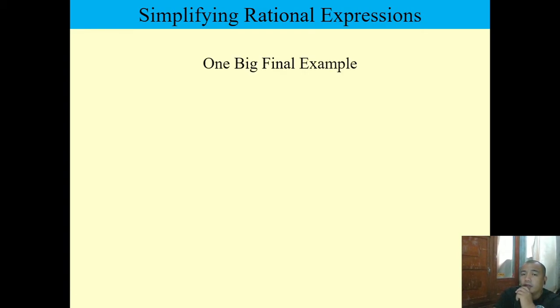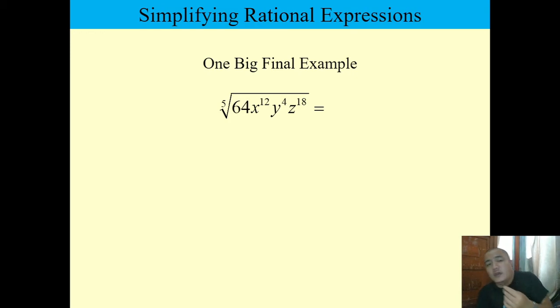Okay, one big final example: fifth root of 64 x to the 12 y to the 4th z to the 18th power. Since the index is 5, we must factor 64 such that one of the factors is a perfect fifth power, which is 32. 32 times 2. Factor x to the 12th as x to the 10th times x squared. Y to the 4th, no need to factor because 4 is less than 5. Z to the 18th, factor it as z to the 15th times z cubed.